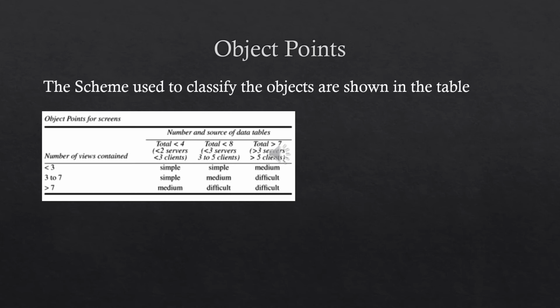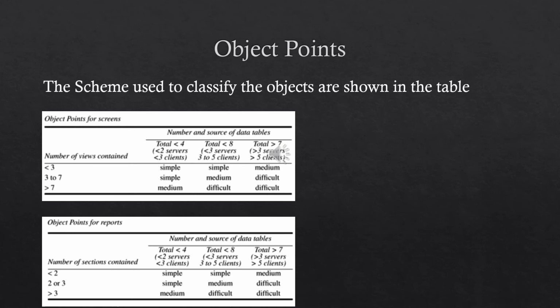So based on the table, we can define a minimum of 9 rules, where each rule represents how a simple object can be defined, how a medium object can be defined, how a difficult object can be defined. Based on the object points for screens, we can define. Then next, the table shows the object points for reports. Similarly to that of screens, the table shows the object points for the second object.